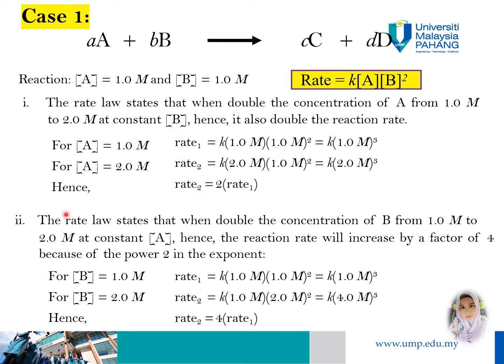For case 1, you can also see that when you increase the concentration of B from 1 to 2 molar, the rate of reaction will be increased by 4.